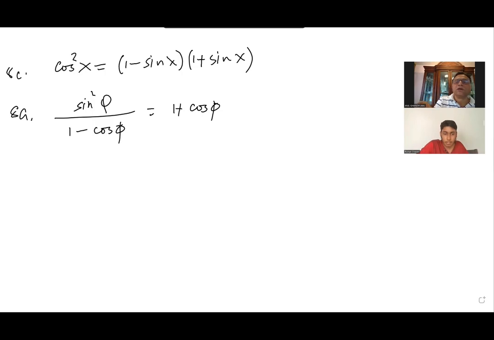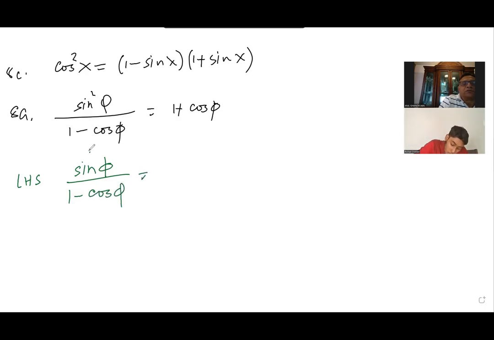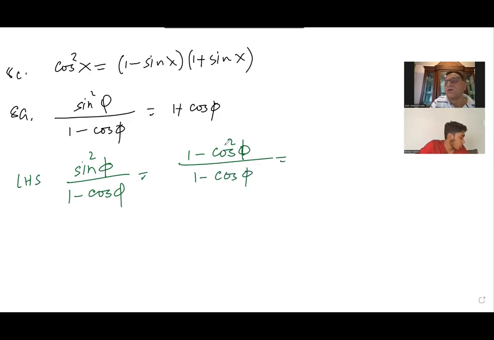Okay, so let's do this. You can start from the left-hand side. So the left-hand side in this case is sine squared phi over 1 minus cos phi. This is phi, okay? Greek symbol. And what is sine square phi equal to? Sine square phi is 1 minus cos square phi, right? And then we have the denominator 1 minus cos of phi. Now 1 minus cos square phi can be written as the product of sum and difference, right? Yeah.